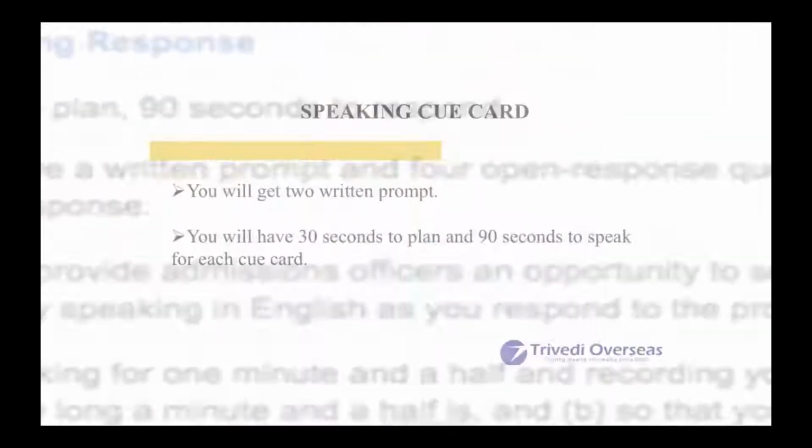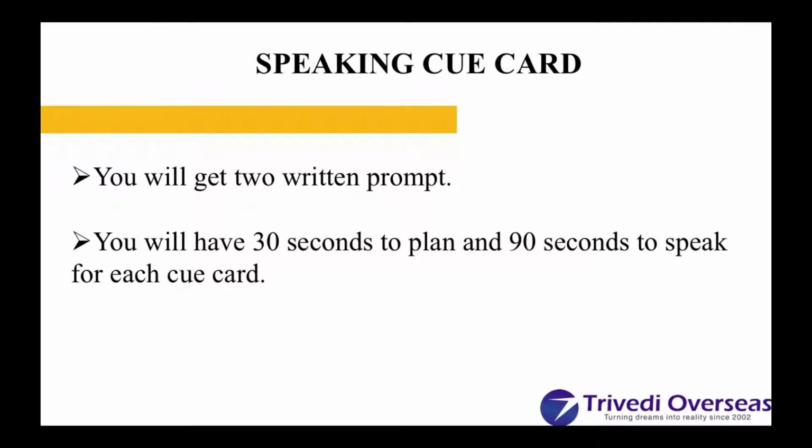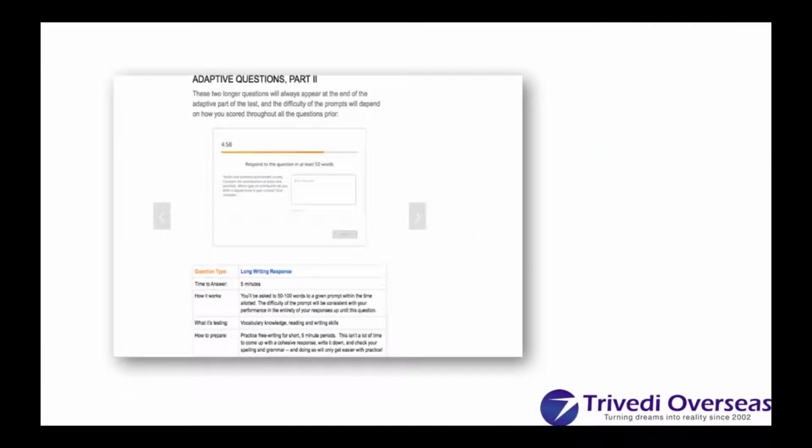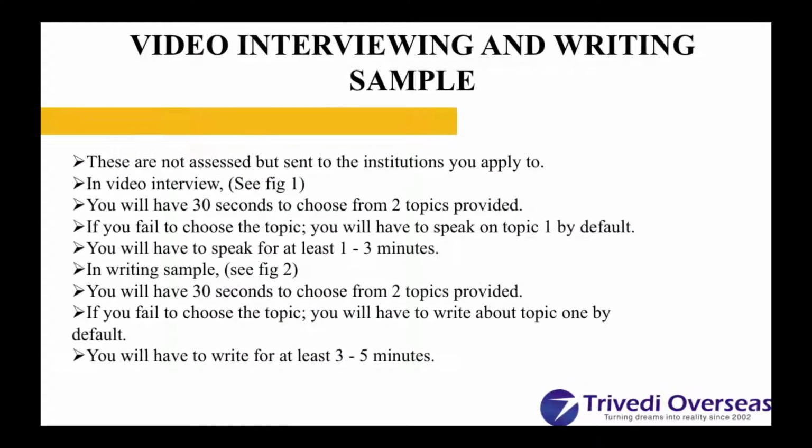Next is the speaking cue card. You will get 2 written prompts and you will have 30 seconds to plan and 90 seconds to speak for each cue card. Then is the extended writing, which checks your vocabulary knowledge, reading and writing ability. Again, you have only 5 minutes to write, and you should write at least 50 words. So the time to answer is given very clearly in this picture, and this is how you are going to prepare.